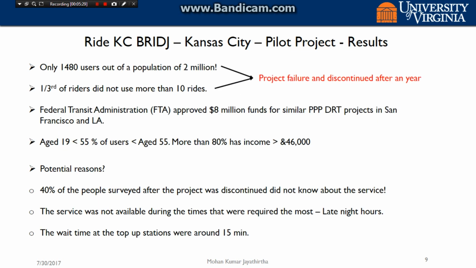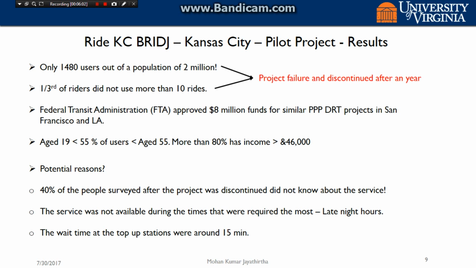A few results of the pilot project: there was a huge hit in the number of users. Only 1480 users out of a population of 2 million used the pilot project, and 1/3 of these users did not use more than 10 rides, which were free. So this was a failure according to a few people. The project was discontinued after a year, in March 2017.